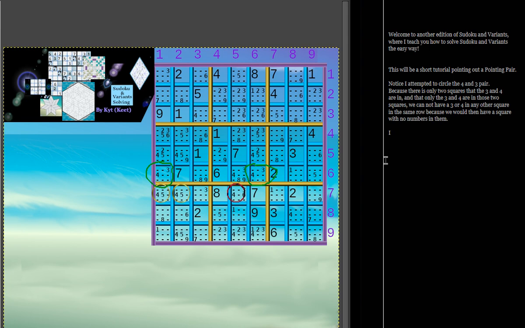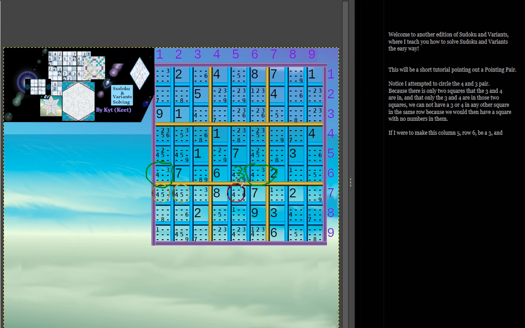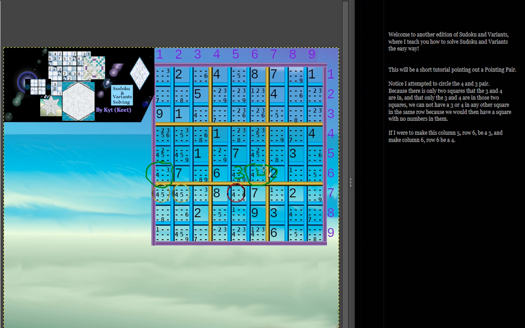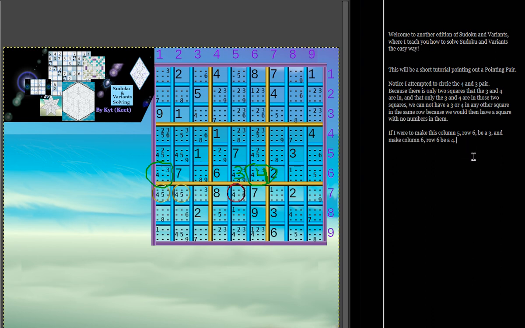If I were to make this column 5 row 6 be a 3, and make column 6 row 6 be a 4, then this makes column 1 row 6 have no numbers it can be.